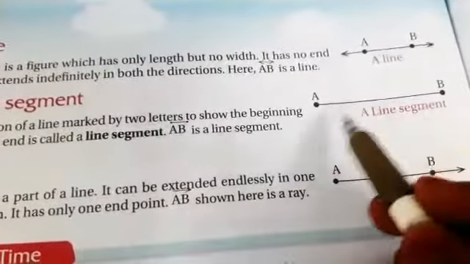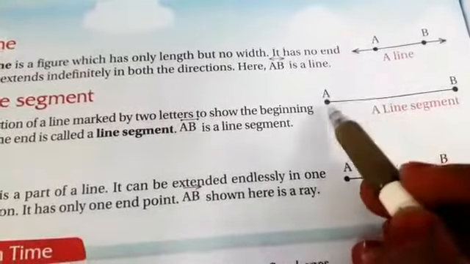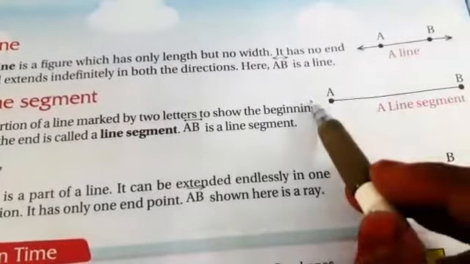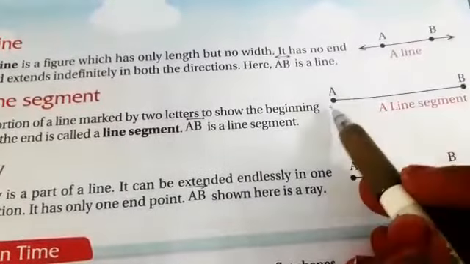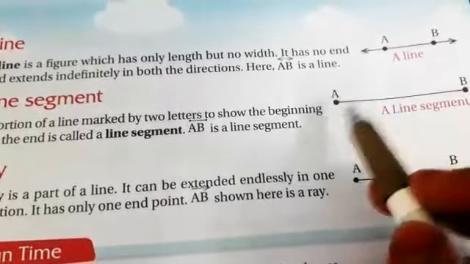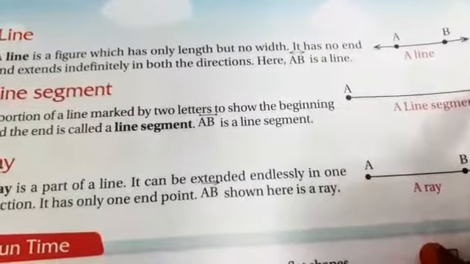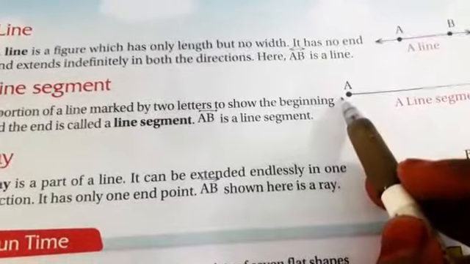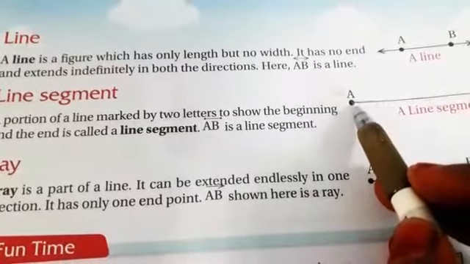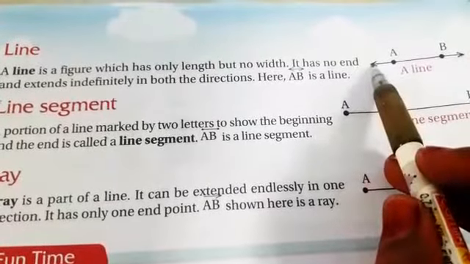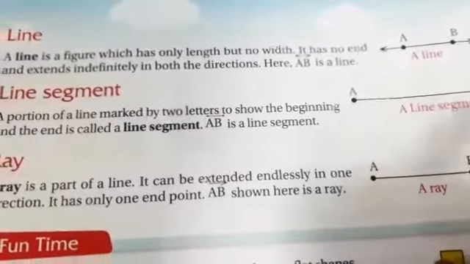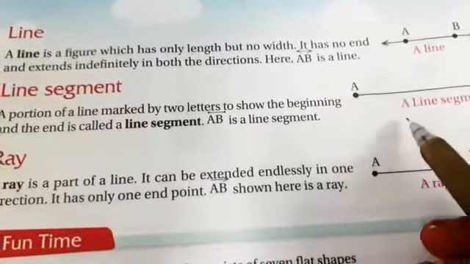Look at the picture. Yes, one line will be there. The beginning and ending point is called the line segment. Here will be point A, here point B. So therefore AB is a line segment. A line has no ends, but a line segment has a beginning and ending point.